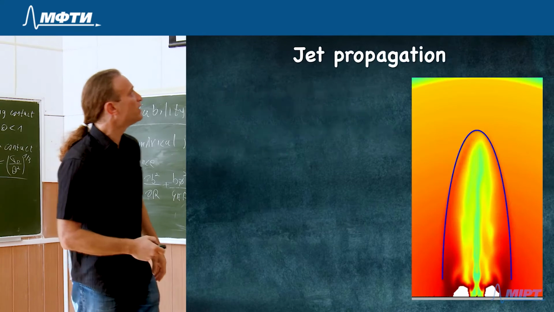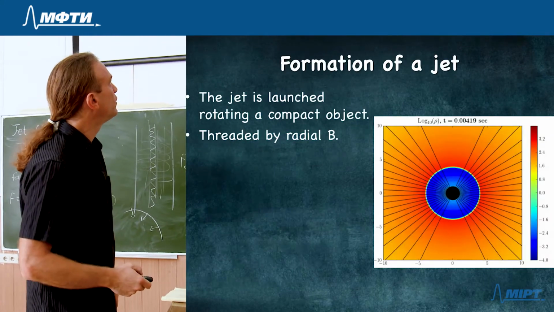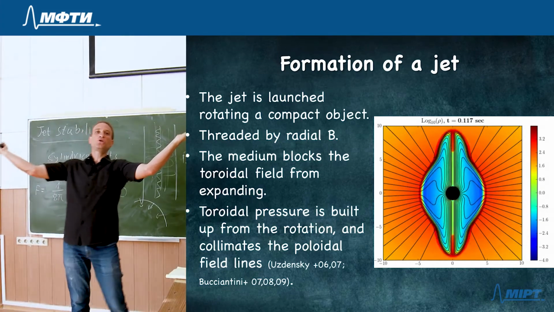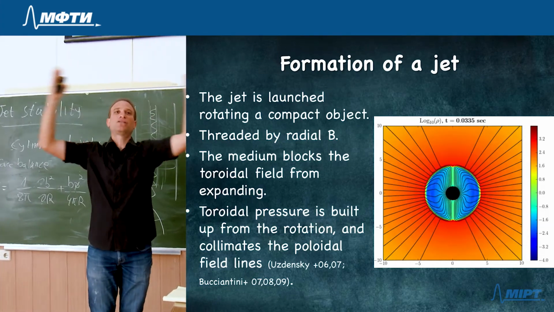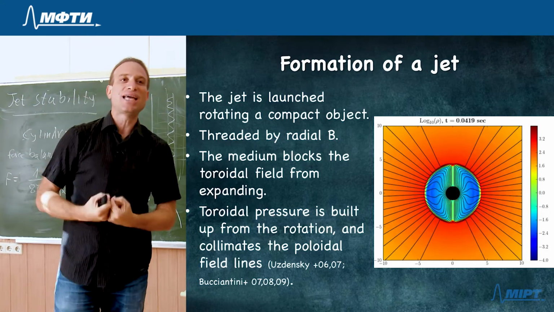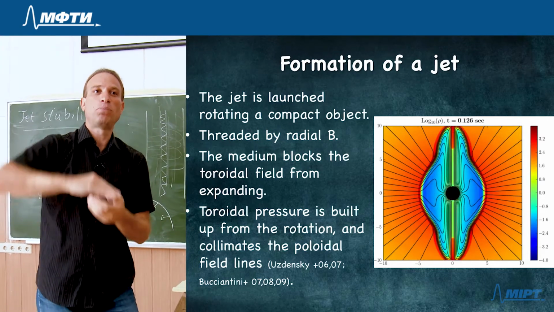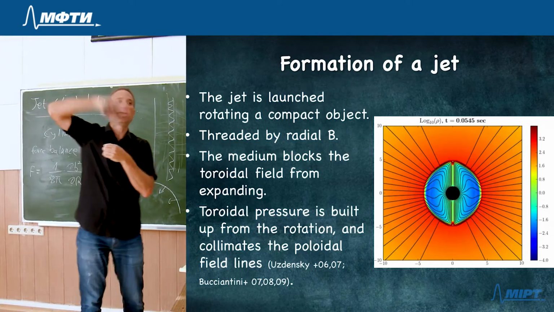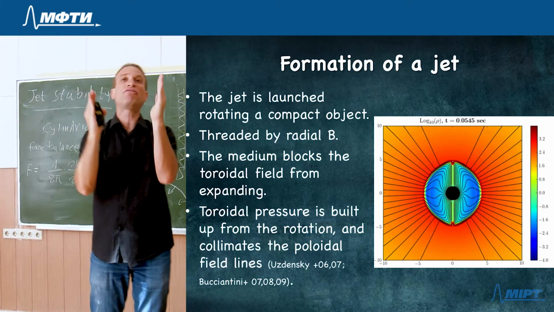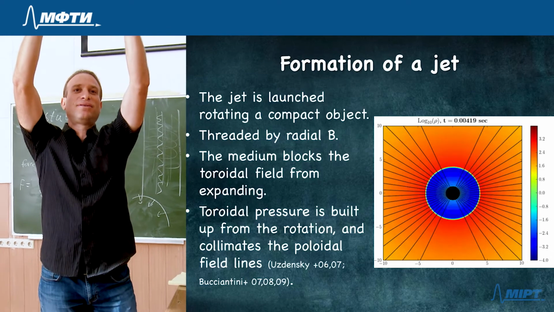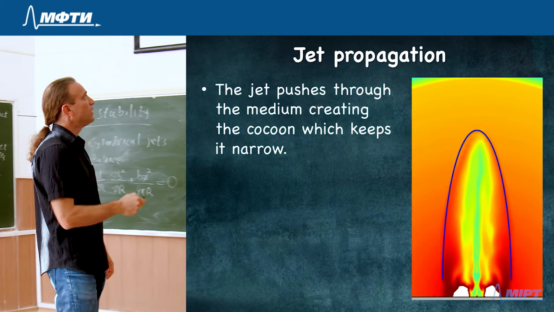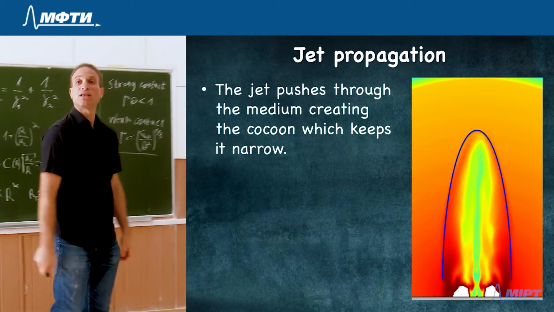So this contraction takes the poloidal field, takes the magnetic field lines, and pushes them closer to the axis. So as I'm getting pushed closer to the axis, my energy density flux is increasing. I'm pushing at a harder force on the medium, and at some point I'm narrow enough so the jet starts to propagate. Okay? And as the jet starts to propagate, it forms its cocoon, like we discussed before.